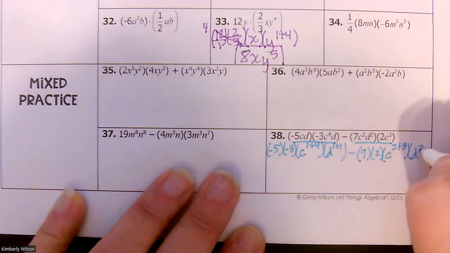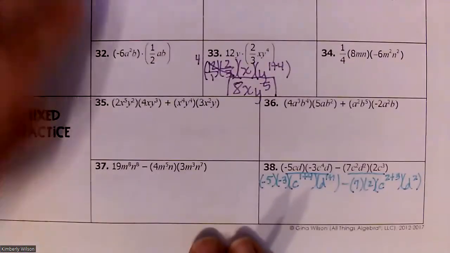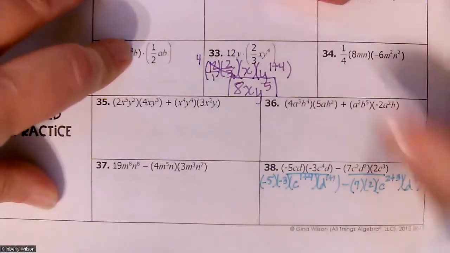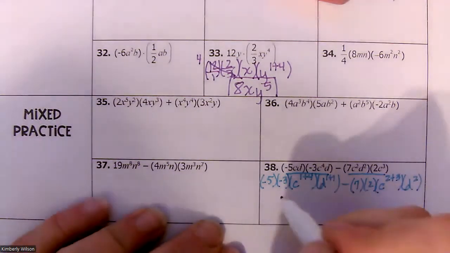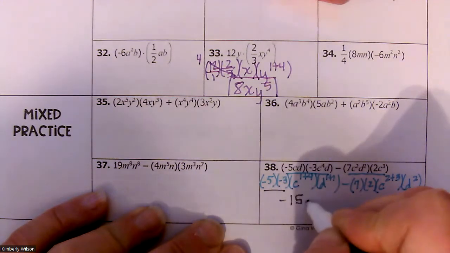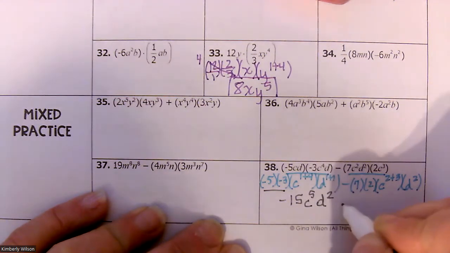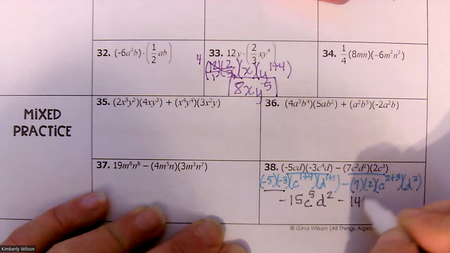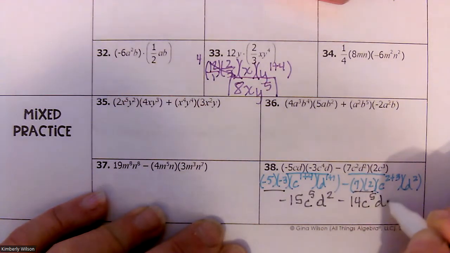times D squared. Okay, so that was, ooh, my papers are sliding down. They're not staying up. Let me see if I can find a way to make them stay. I'm going to hold it, yes. Okay. Next color, now we simplify. So I'm doing the negative 5 times negative 3. So that's going to give me negative 15 C to the 5th D squared minus 7 times 2 is 14 C to the 5th D squared.